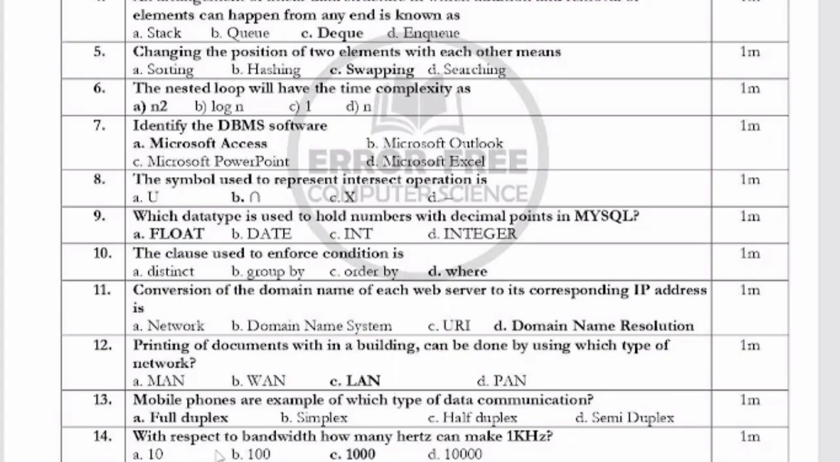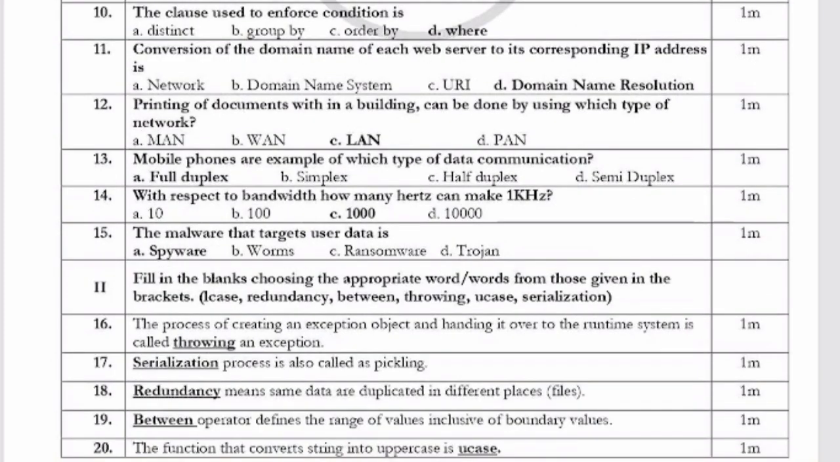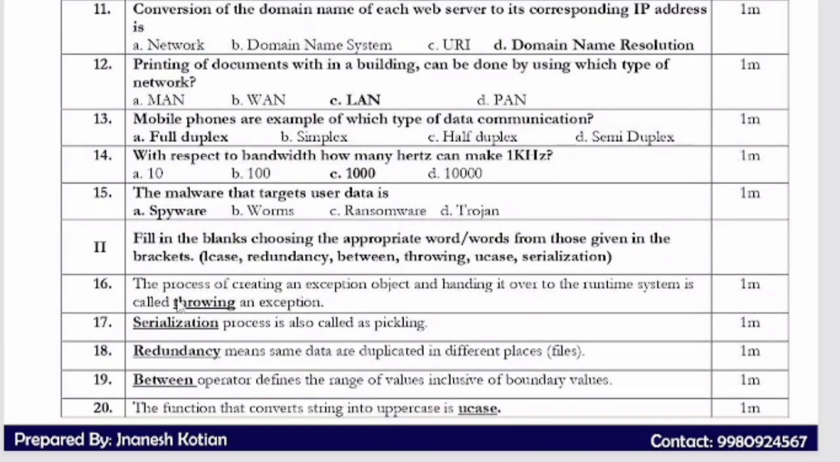Similarly, the 14th one, with respect to bandwidth: how many hertz make 1 kilohertz? That is 1000. Every student knows this. Let us go to the next, and the 15th one is the last MCQ that we are going to study.